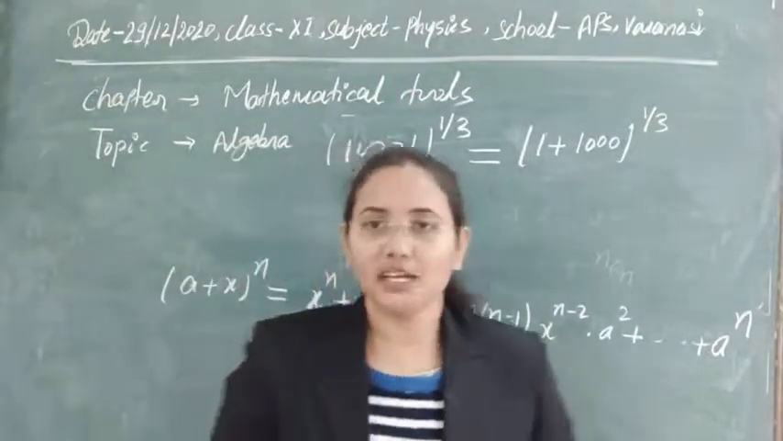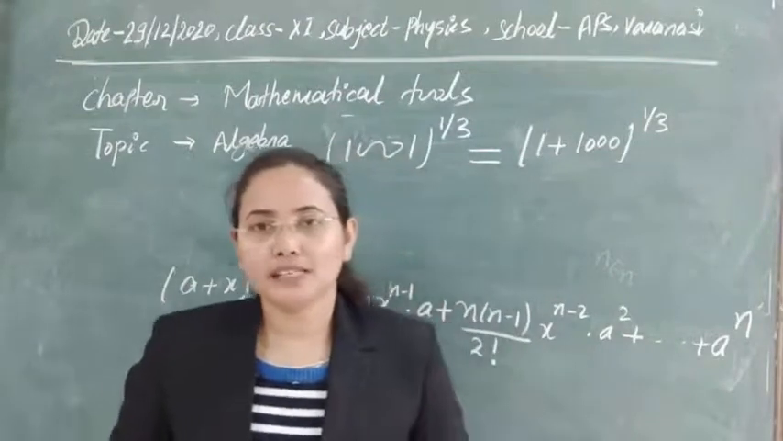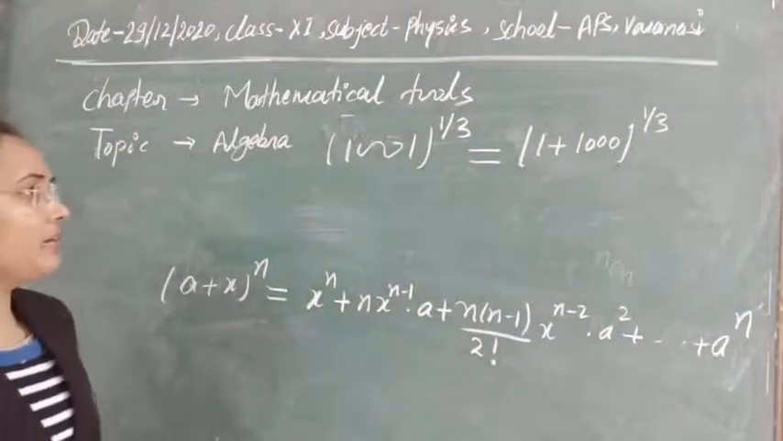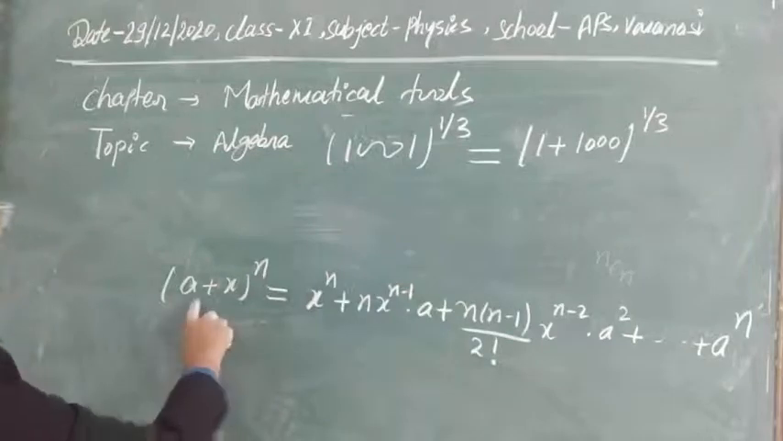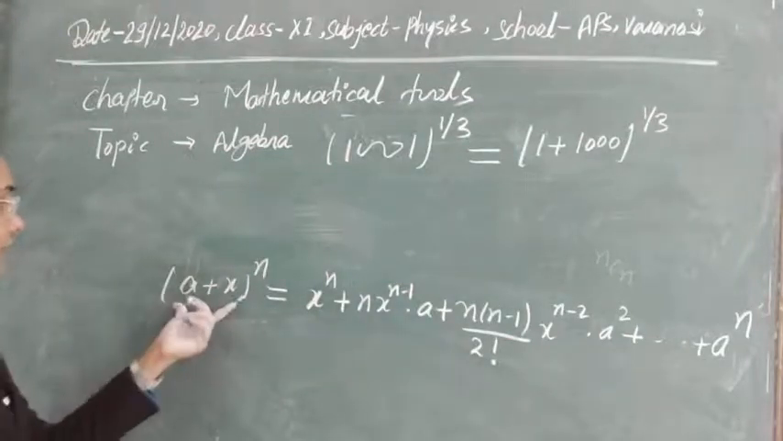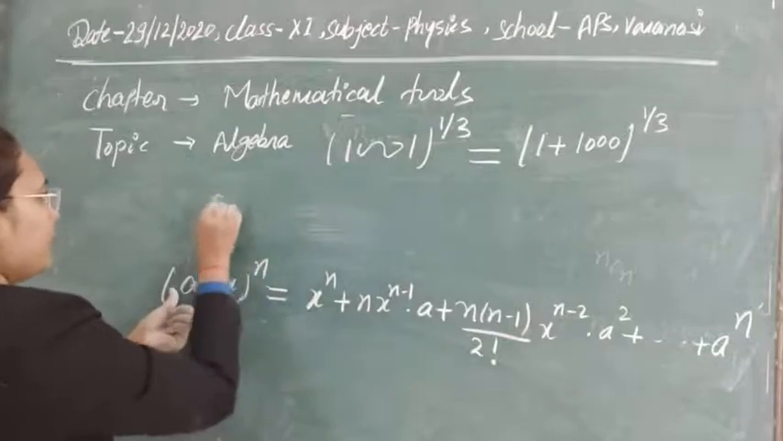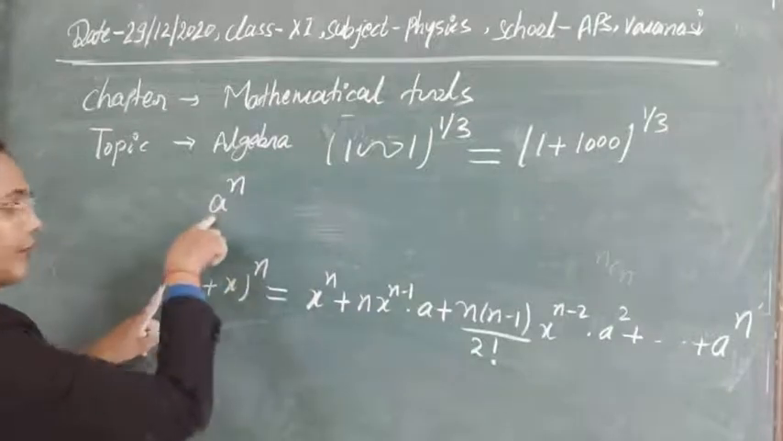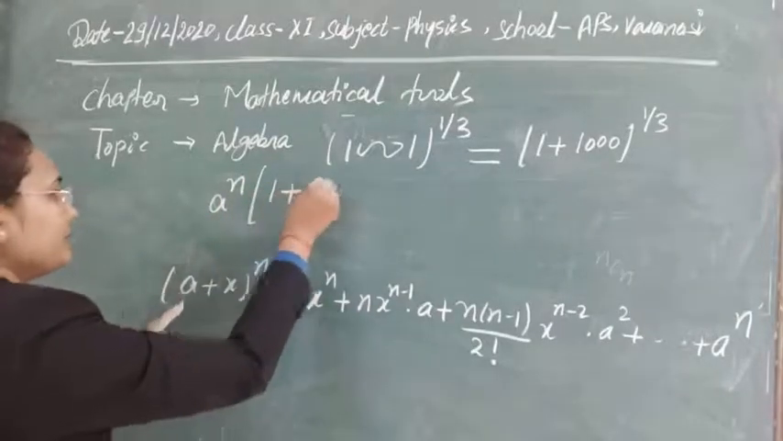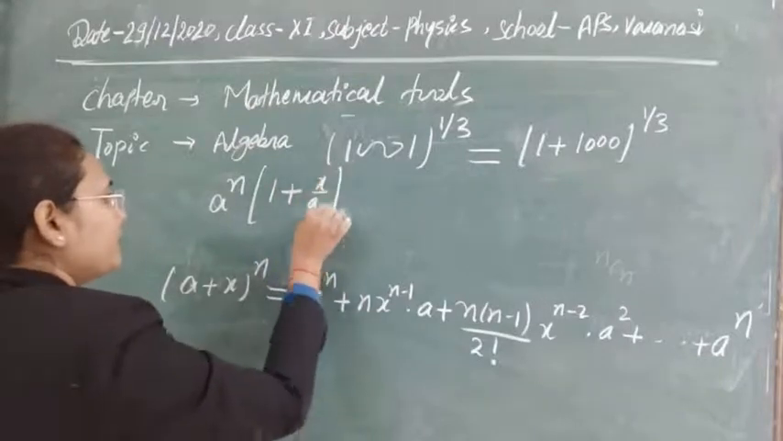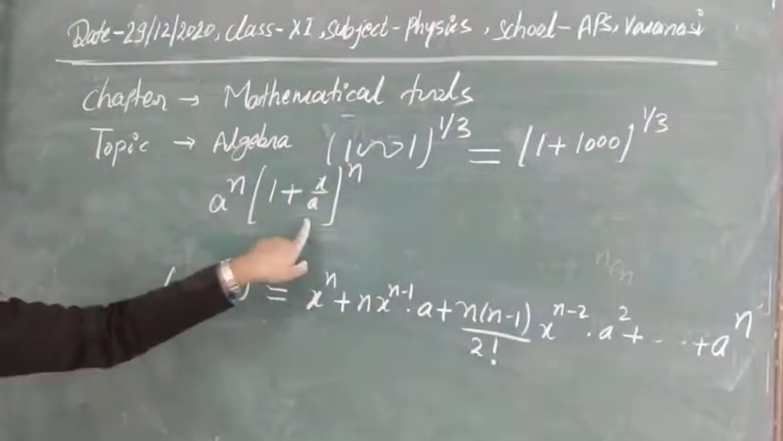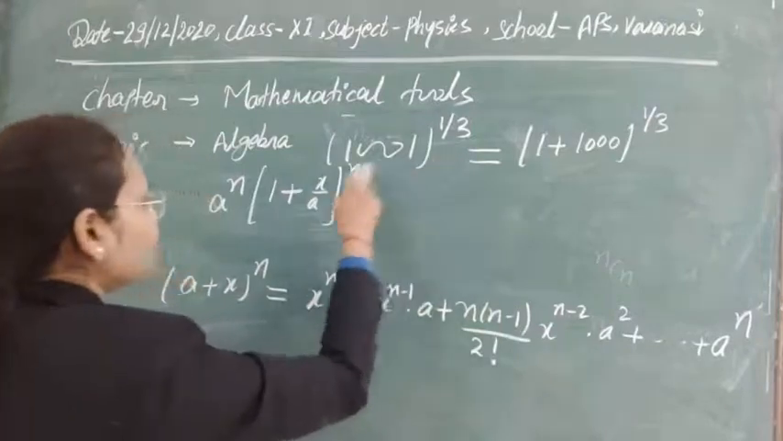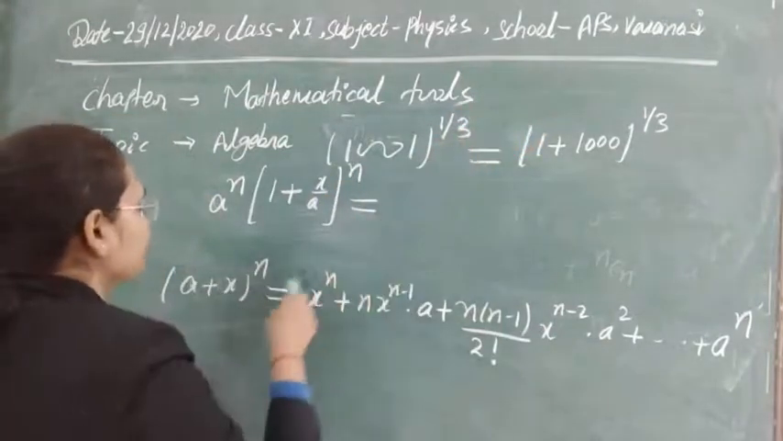In this way we use binomial expansion, and in most places in physics we have used the first order binomial expansion. In the case of first order binomial expansion, suppose we take a outside. In this formula, if you take a outside, it means a power n will be outside, and inside there will be 1 plus x over a, all to the power n. You can convert it like this to make it easier for you. Now if you expand it, what will the expansion be?